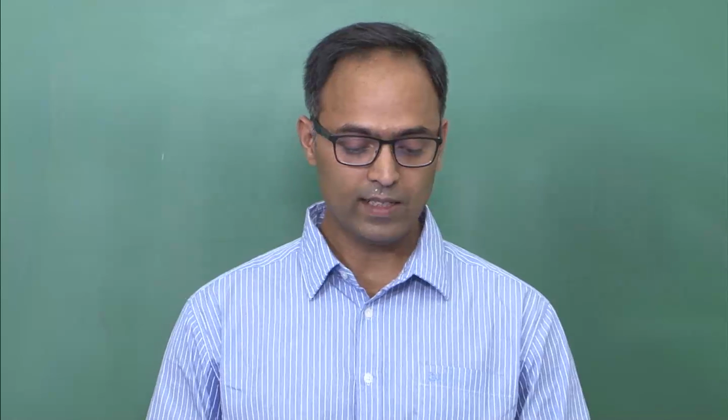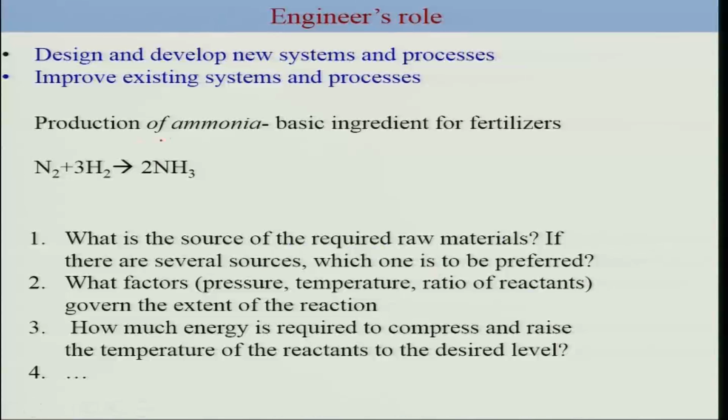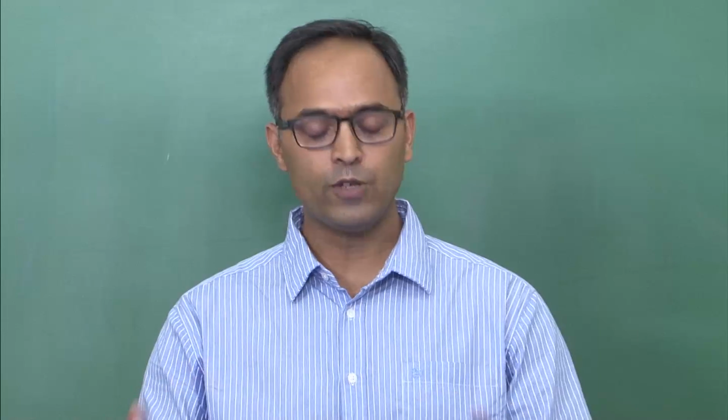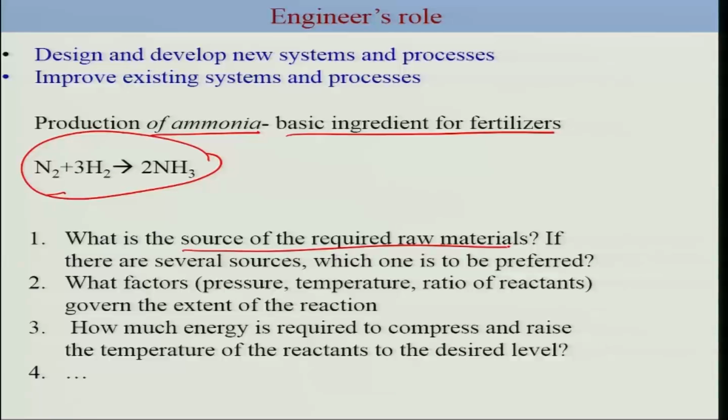Let's look at an example here, which is the production of ammonia. Ammonia is a basic ingredient for fertilizer. You know the reaction from chemistry: N2 plus 3H2 goes to 2NH3 at a certain temperature and pressure. Now you would like to design a plant, or a flow sheet, where you can operate such a reaction and produce ammonia. So what are the sources of the required raw material?